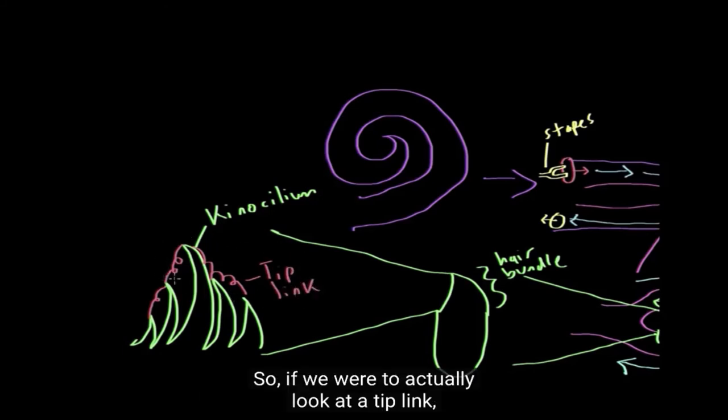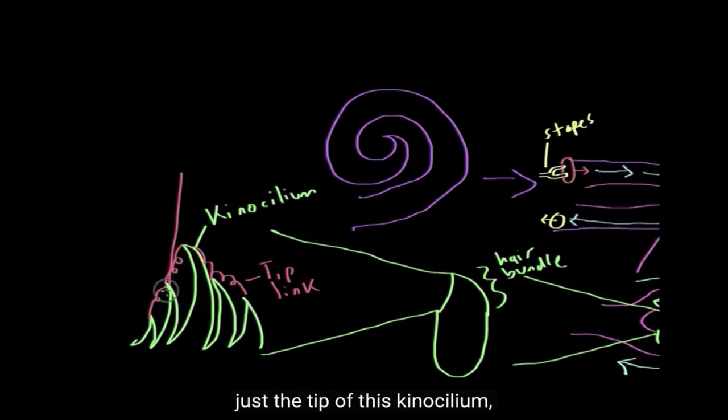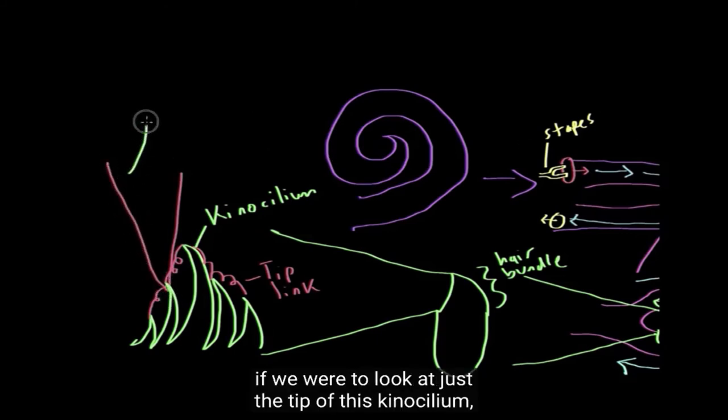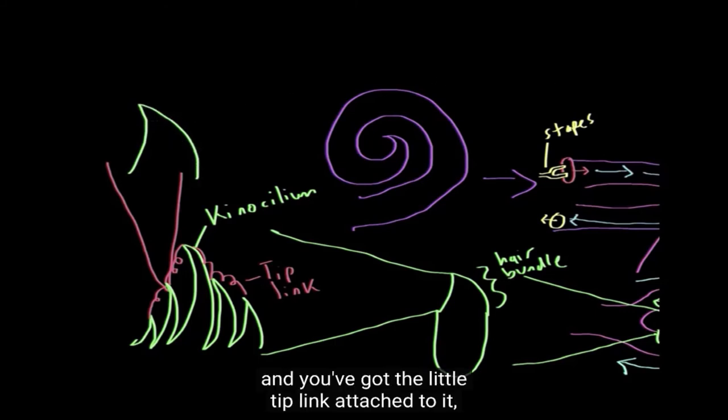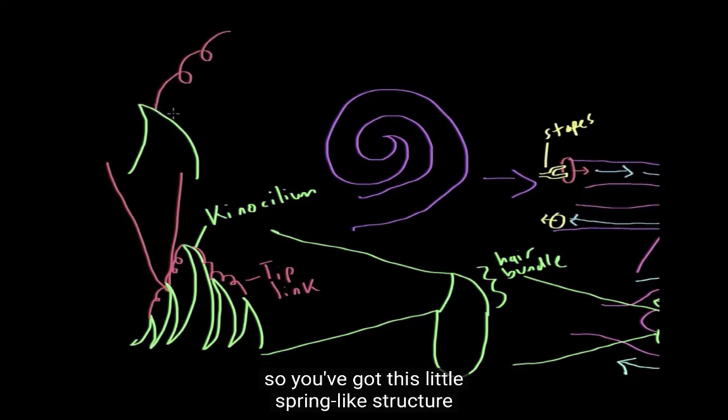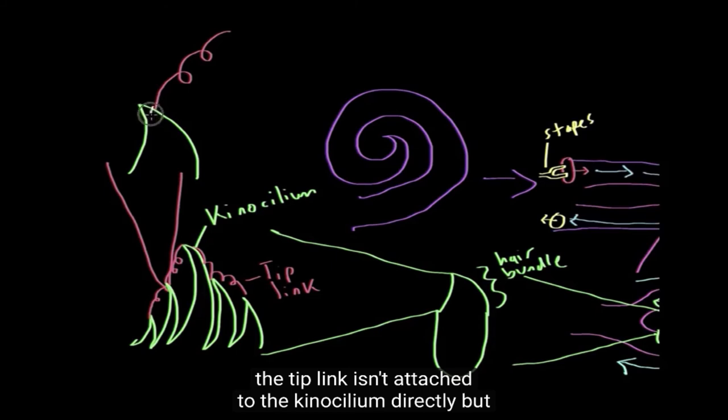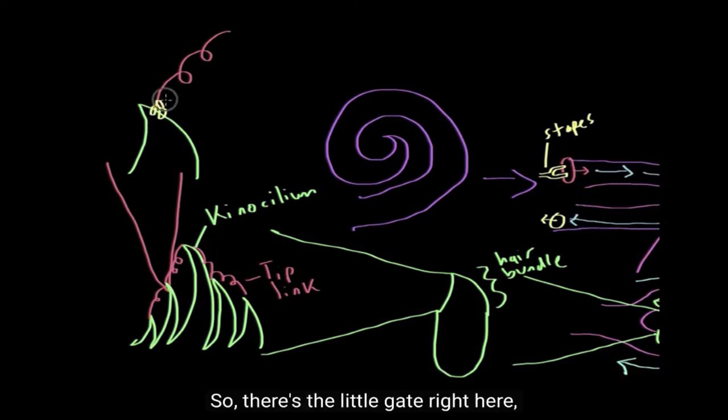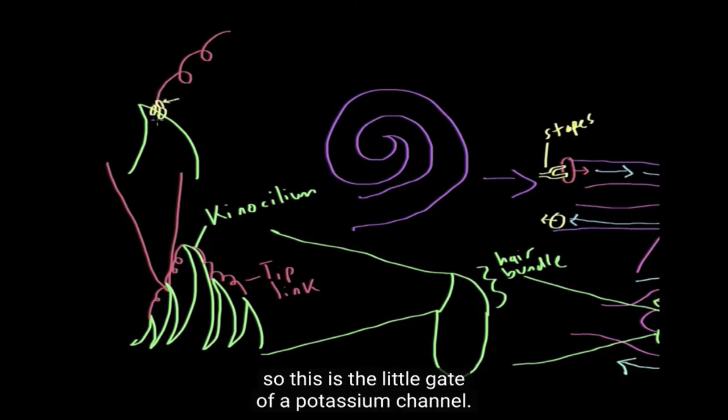If we were to look at just the tip of this kinocilium, it would look something like that, and you've got the little tip link attached to it. This little spring-like structure is attached to the tip of this kinocilium. In fact, the tip link isn't attached to the kinocilium directly, but to the gate of a potassium channel. There's the little gate right here. So this is the little gate of a potassium channel.